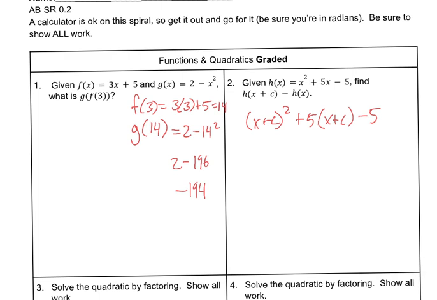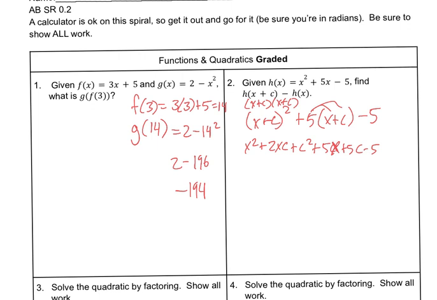We know that x plus c quantity squared really means x plus c multiplied by x plus c. So that's going to give us x squared plus xc plus xc, otherwise known as 2xc, plus c squared. And we got plus 5x plus 5c, and minus 5.